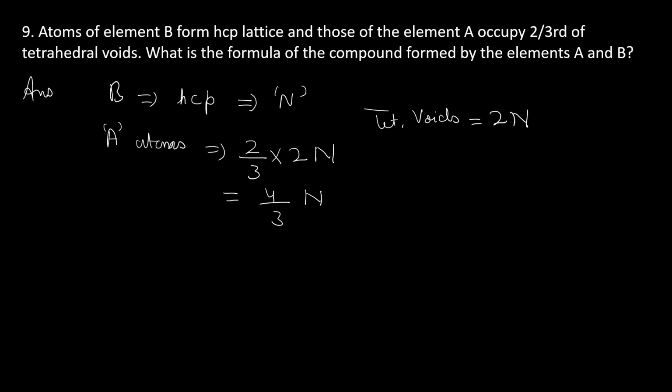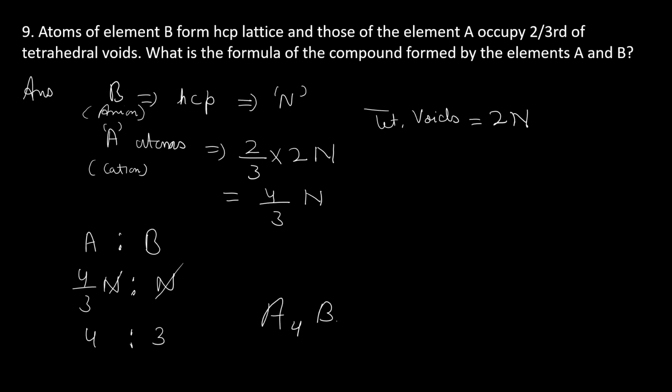Now, since these A atoms occupy voids, they must be smaller in size. So you can say cation. And these B atoms will be involved in packing, so they will be larger in size and they will be called anion. So cation should be written first, followed by anion. Now A to B is 4/3 n is to n. Now this n will cancel. Now multiply by 3. So it becomes 4:3. So A4B3 is the formula of the compound. Right? I hope this is clear to you.